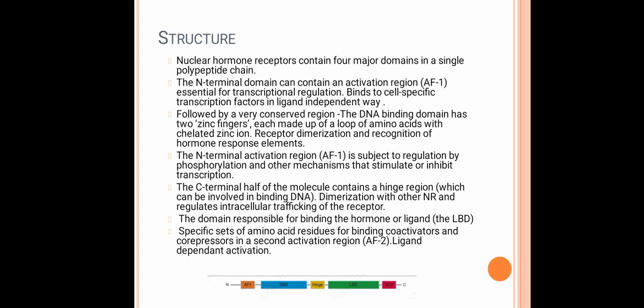Now let us see the structure of the nuclear hormone receptor. These receptors have 4 important domains. First is the N-terminal domain, and at the other end the C-terminal domain. There are 4 different domains in this single polypeptide chain. First one is AF1, which is called the activation region. This AF1 is the region where transcription factors bind, and this binding is ligand independent. That is, even without the ligand, transcription factors can bind to this region.